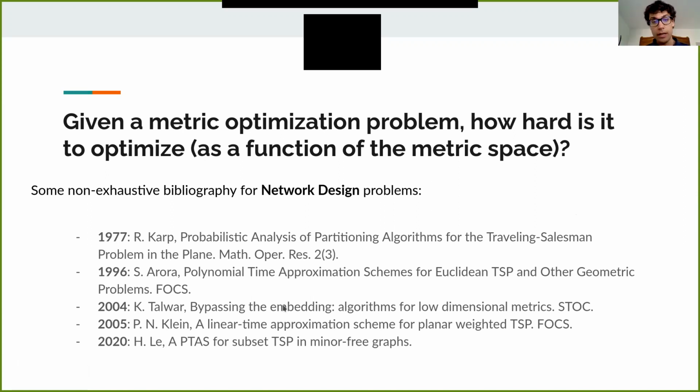Another way to try to generalize Arora's result is to look at more graph metrics, for example planar graphs, so graphs that you can draw without crossing in the plane.